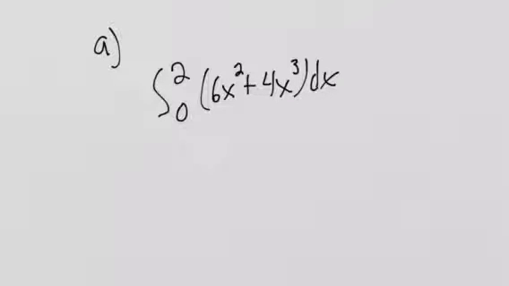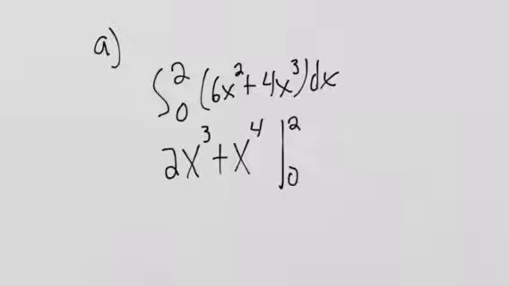Number 5 has 4 FTC problems, FTC Part 1. So we're going to evaluate these definite integrals using the fundamental theorem of calculus. So 6x squared integrated is going to give us x cubed, and then 6 divided by 3 would be 2, so we get 2x cubed plus x to the 4th, and we are evaluating that from 0 until 2.